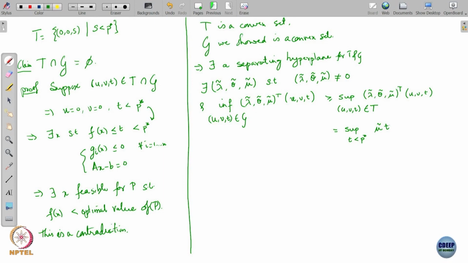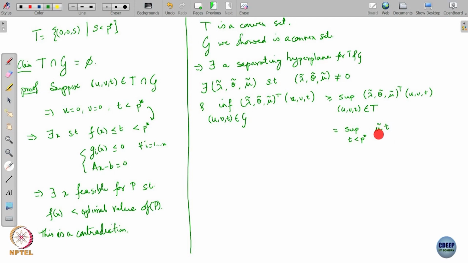So, now let us look at the one on the left. But why aren't we in a position to evaluate this? Let's understand this for a moment. Why aren't we in a position to evaluate the supremum of mu tilde into t for t less than p star? The reason is because we do not know the sign of mu tilde.